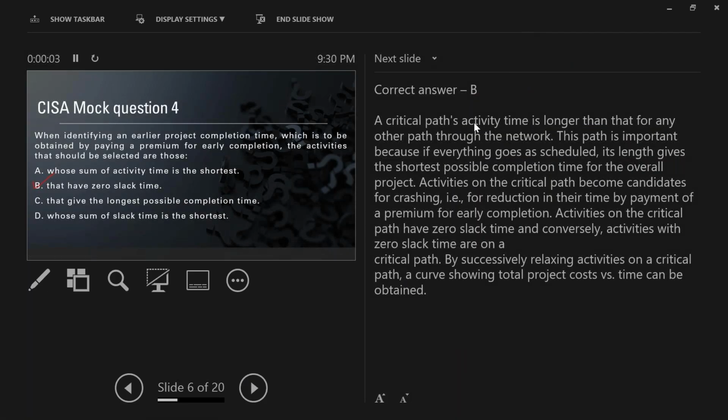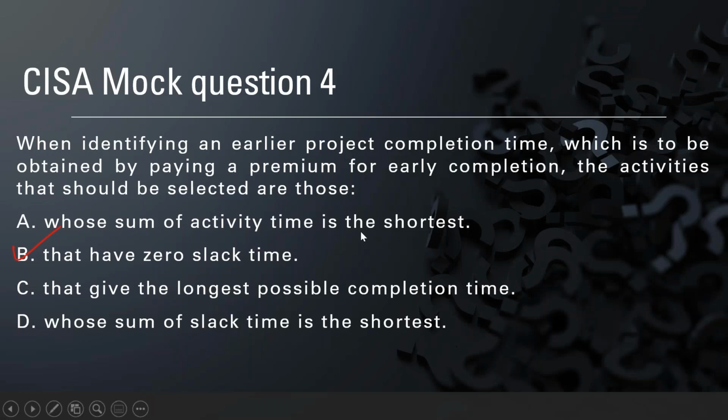A critical path is longer than that for any other path through the network. This path is important because if everything goes as per schedule, its length gives the shortest possible completion time for the overall project. Activities on the critical path become candidates for crashing, for reduction in their time by payment of a premium for early completion. Activities on the critical path have zero slack time, and conversely, activities with zero slack time are on the critical path. By successively relaxing on the critical path, a curve showing total project cost versus time can be obtained. So B is the right answer. I can see many of you have answered it right.